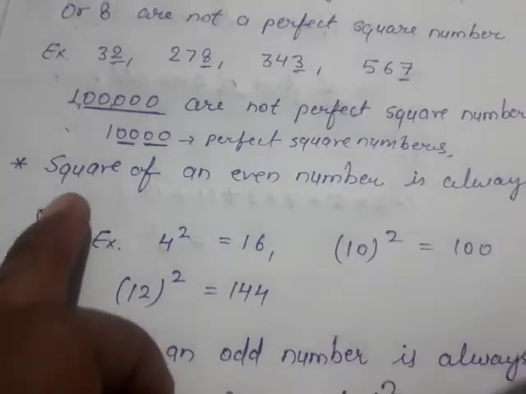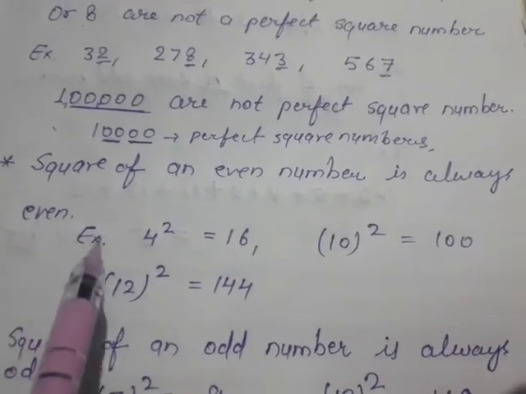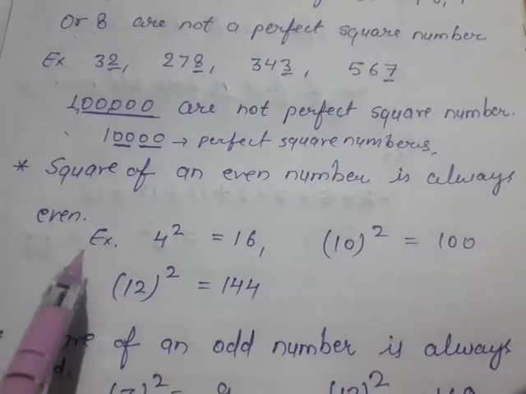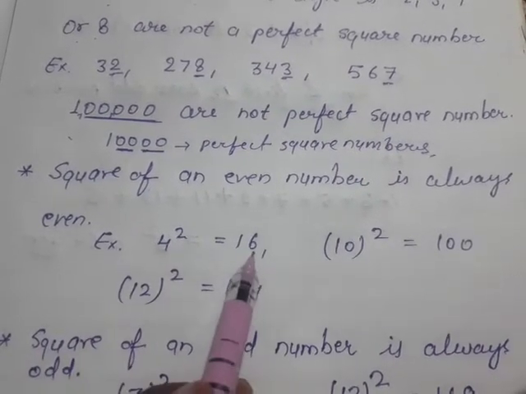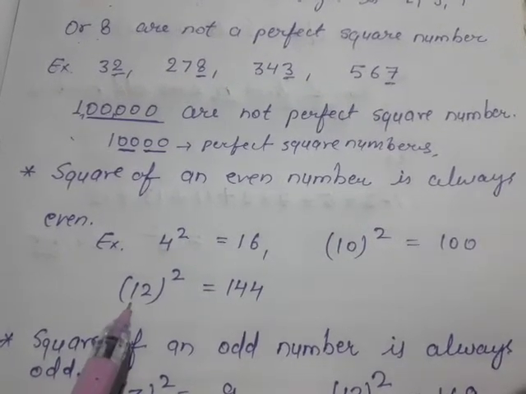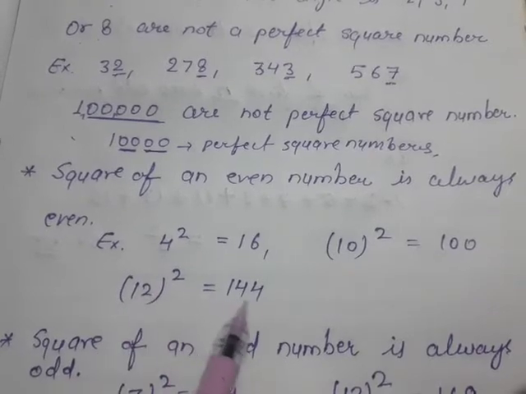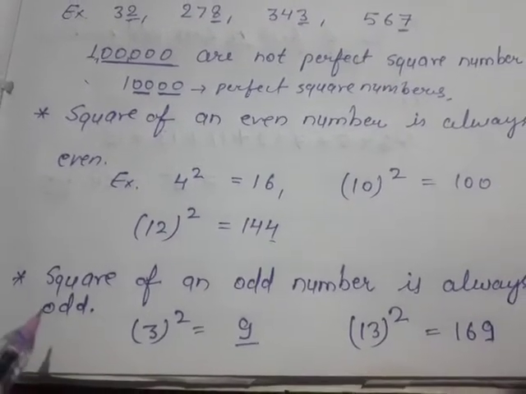The next property is that the square of an even number is always even. For example, 4 square. 4 is an even number and its square is 16. Even number 10, square is 100. Both are even. 12 is an even number and its square is 144. The last digit is 4, so it is even.